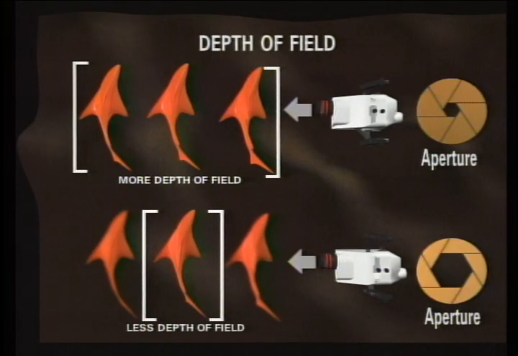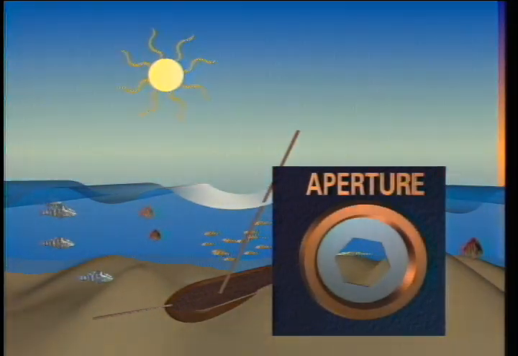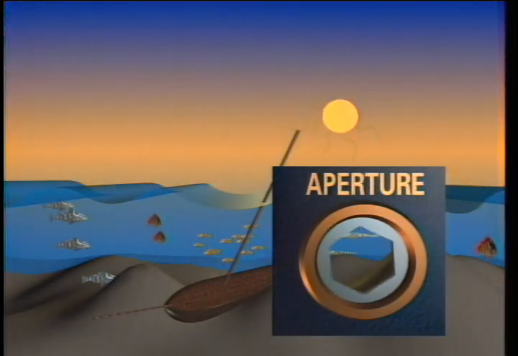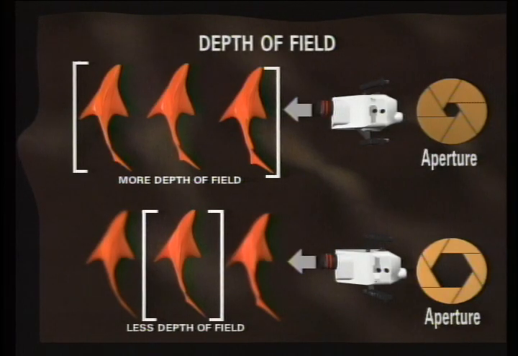Depth of field is the area in front of and the area behind the subject that remains in focus. As the sun moves across the sky, the amount of available light is reduced underwater. The aperture responds automatically by opening up more and more to let in more light. The result of this increase in aperture size is a corresponding decrease in depth of field.